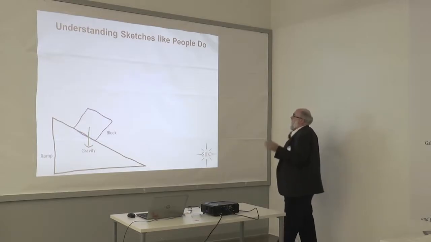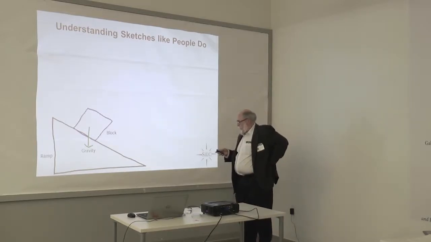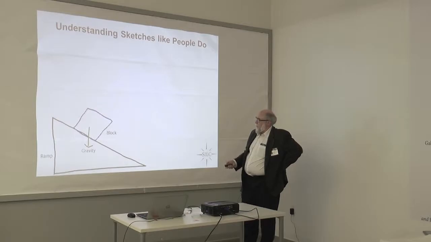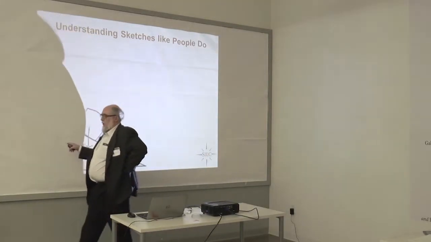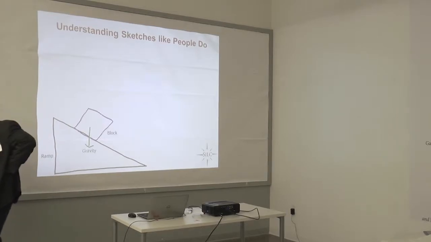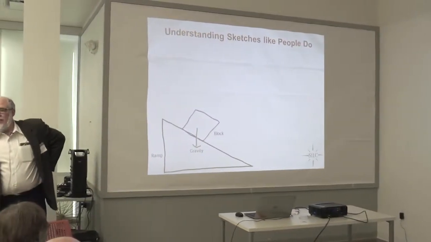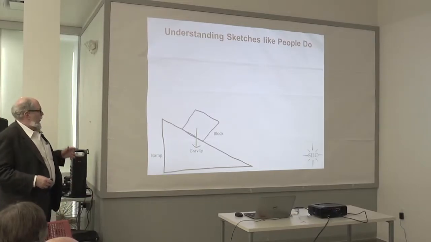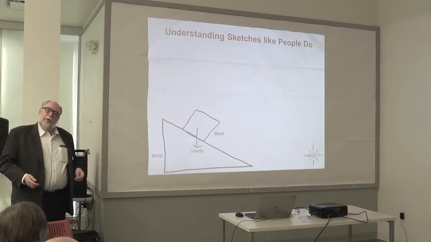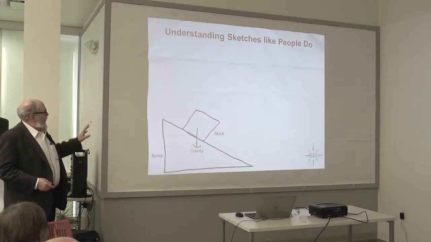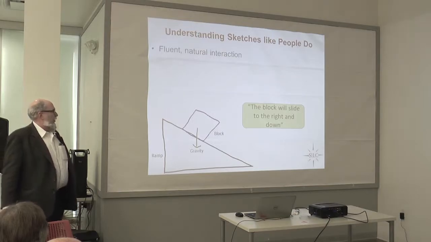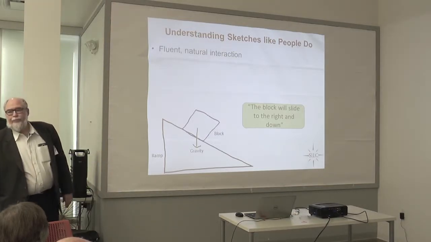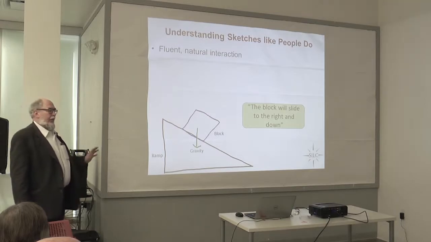So, understanding sketches like people do. So here's a ramp, a block, and gravity. Now when we're drawing together, I'm telling you what these things are because Lord knows I'm not an artist, and I'm not an artist in real time, even if I were an artist. And so I've conceptually labeled those things for you. Now, once you know what they mean, I can say what's going to happen next, and then you can say, well, the block will slide to the right and down. Okay. Very simple, very easy.